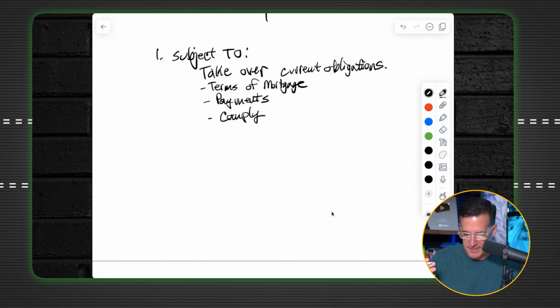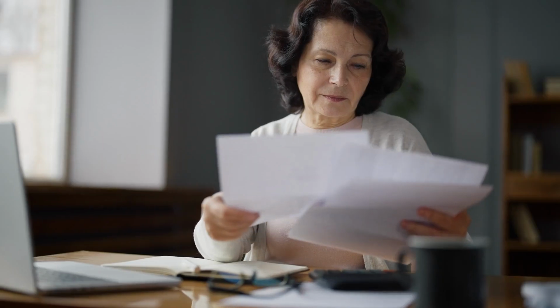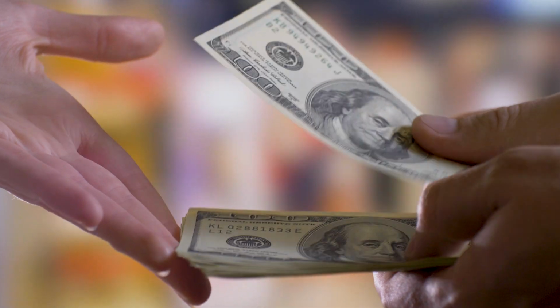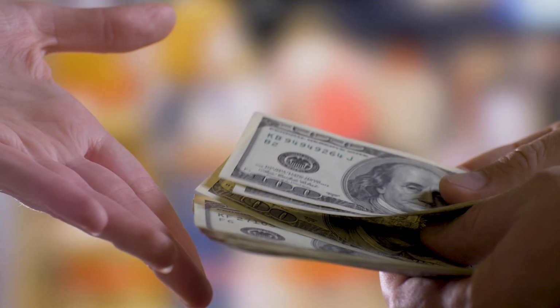Subject to is just the art of taking over someone's current obligations. That's it, meaning it's subject to the existing debt on the property, which means you're going to take over the terms of the mortgage, you have to make the payments on time, and you have to comply with the lender. There are conditions when you take over a bank loan, and all you are is taking their place.